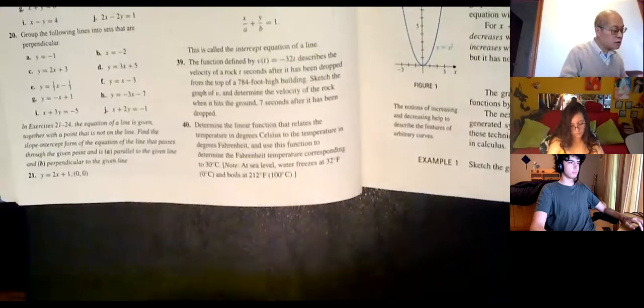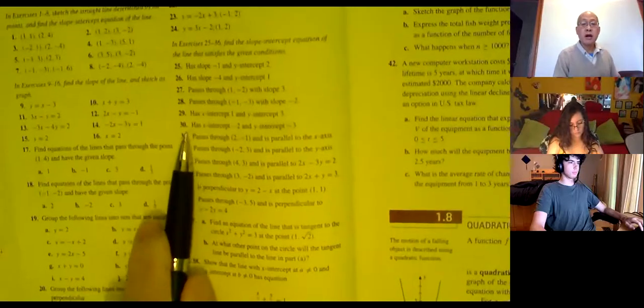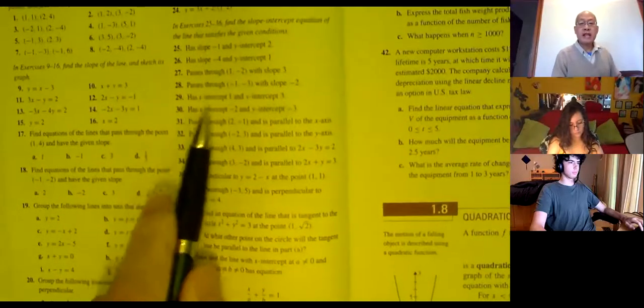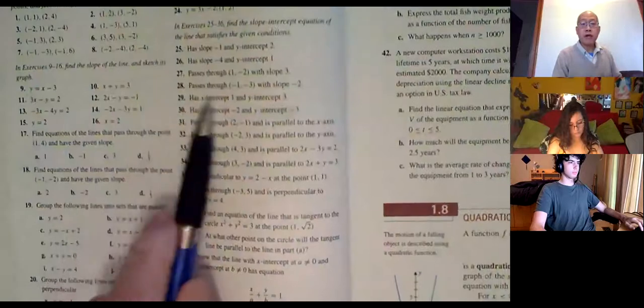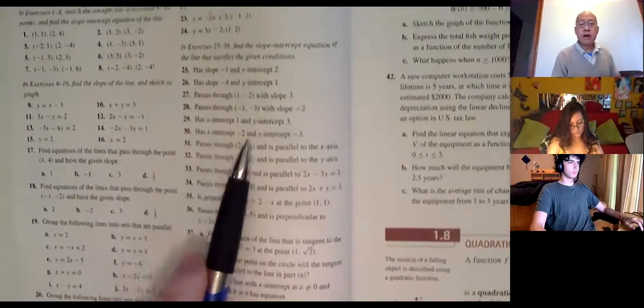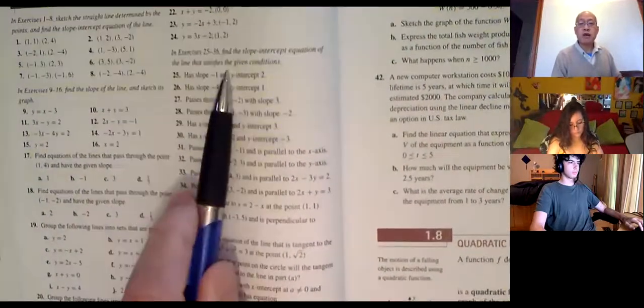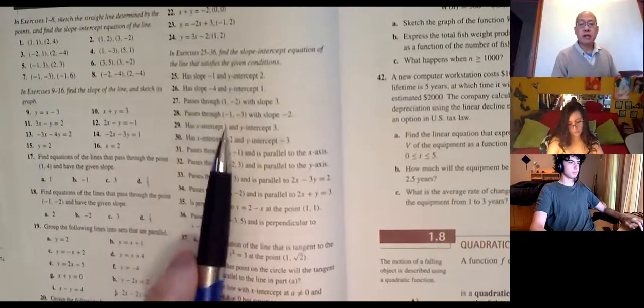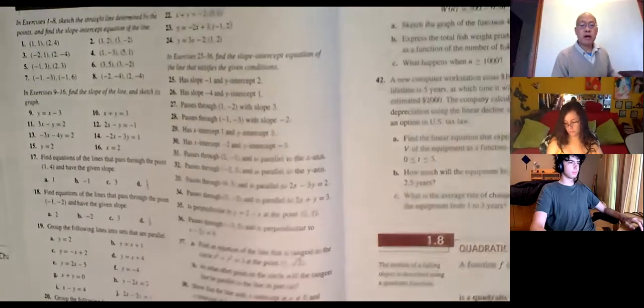Okay, so that was that one. Okay, now a different type of problem is 29. So jumping over to 29, if I can find it here. Okay, they give me an x-intercept and a y-intercept. X-intercept of 1, y-intercept of 3. Find the slope-intercept equation of the line that has the given conditions. Okay, x-intercept and y-intercept.